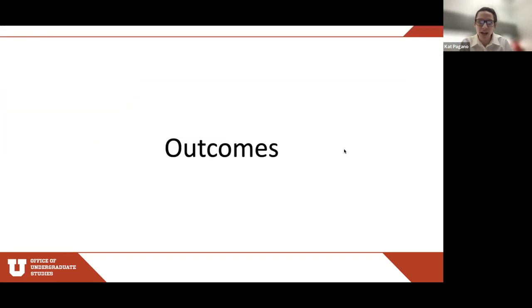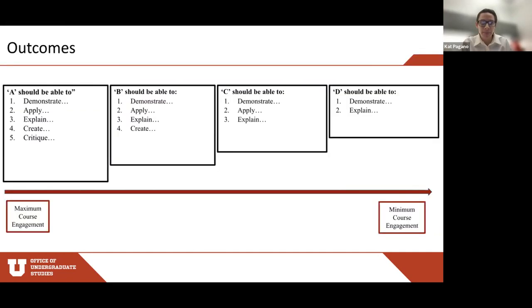Okay, let's move on. First, we're going to talk about outcomes. I know this looks like a lot, like, wow, what are all those boxes? But I'm going to really simplify it for you. First of all, we are still assigning grades. I mean, we have to. We can't get away without assigning an A to an E, especially at the University of Utah. That's just how our system works.